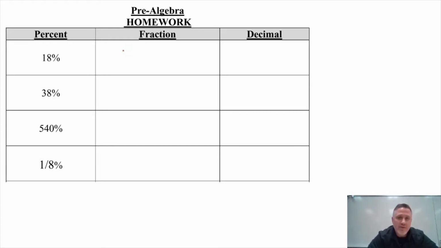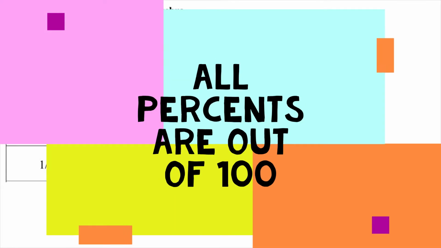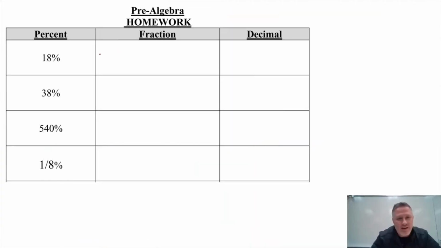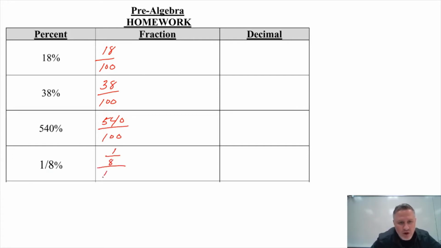And just remember for today that all percents are over 100. They are always out of 100, no matter what they are. So let's start there. Let's look at the first problem, 18%. 18%, 18 over 100. 38% is 38 over 100. And 540, even though it's higher than 100, it's still over 100. And even this weird guy, 1/8 of a percent, we're going to still put that over 100.